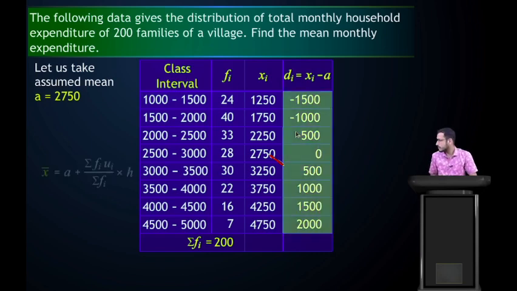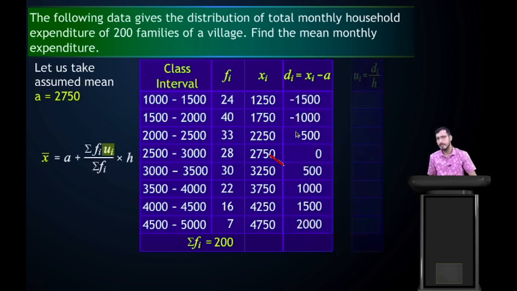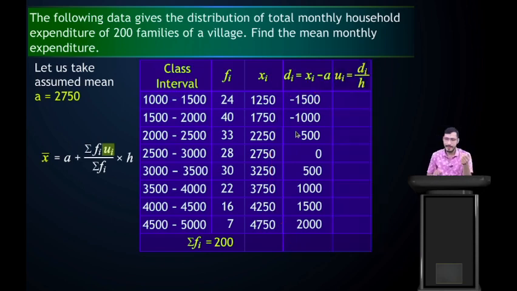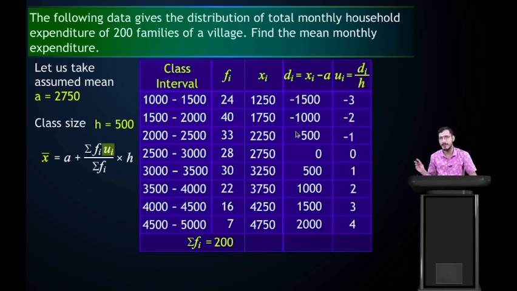Now students, we can choose the step deviation method here, because you can see the values are so large. So how can we find the ui? ui is di divided by h, where h means the height of the class, or we can say the size of the class. You can see the size of the class is 500 here. So 1500 divided by 500 is minus 3, minus 1000 divided by 500 is minus 2, minus 1, 0, 1, 2, 3, 4.